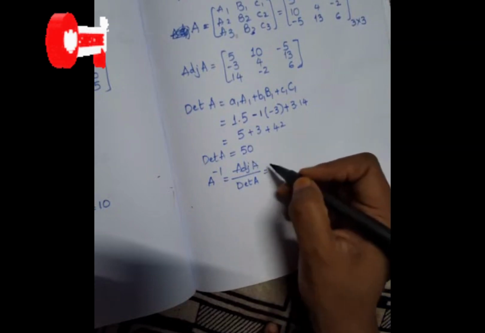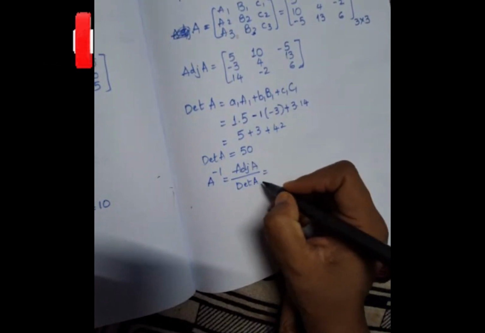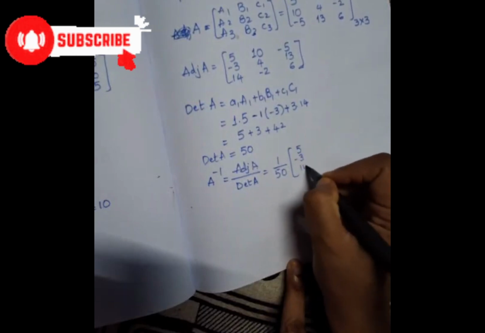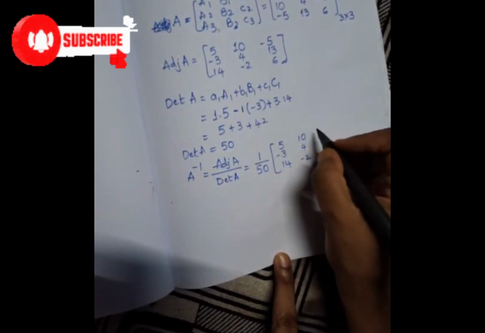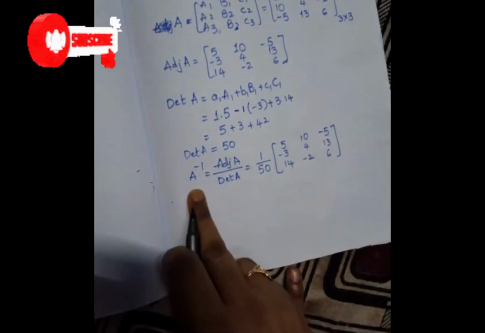Okay, now we have to find A inverse, that is adjoint of A by determinant of A. What is adjoint of A? Write down this matrix, and determinant of A is the denominator. So 1 by 50, and adjoint of A is the matrix: 5 10 minus 5 first, then minus 3 4 13, then 14 minus 2 6. Okay children, this is A inverse.